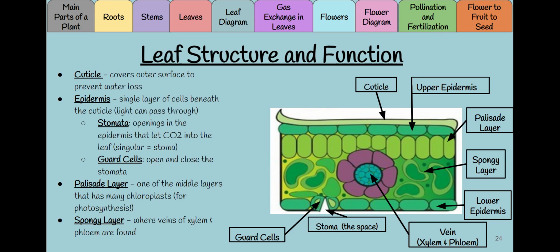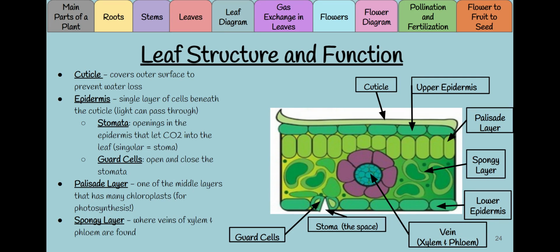So when we look at a leaf, it has a unique structure and function. Now we're going to look at this as a cross-section view. We're going to cut through a leaf. So we talk about the cuticle, and that covers the outer surface to prevent water loss. Then there's the epidermis, a single layer of cells beneath the cuticle. Light can pass through. Stomata, openings in the epidermis that let CO2, carbon dioxide, into the leaf. Singular equals stoma.